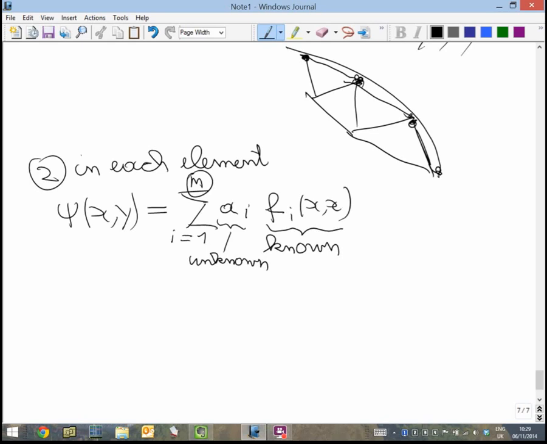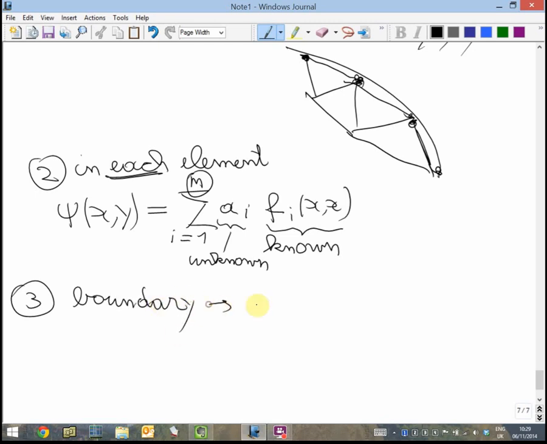So that's another important step. The next step we're going to do is, okay, so far we focused on each element individually, and in each element we're going to write down a series expansion like this. What we're going to do in the third step is bringing all of the elements together. So we'll connect them and we'll apply the boundary conditions.